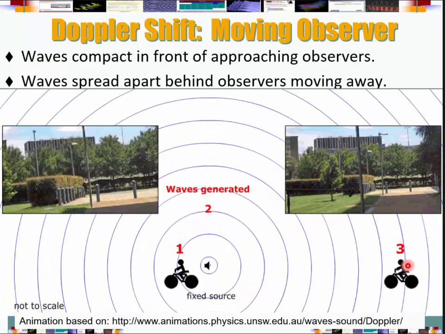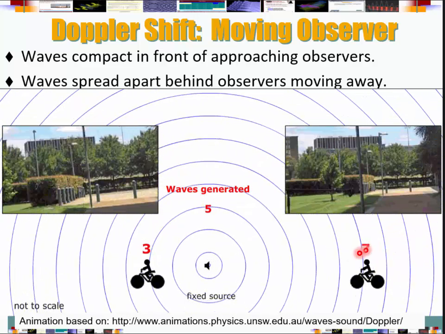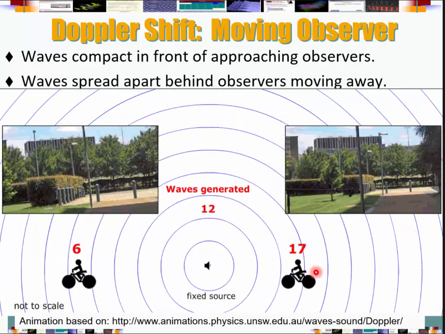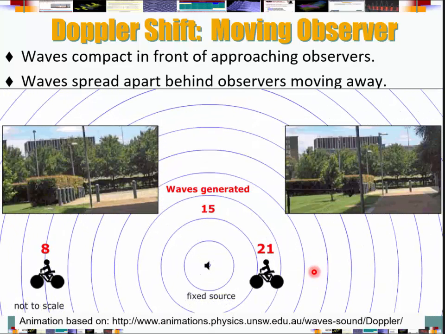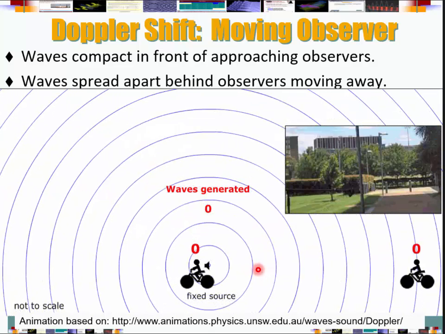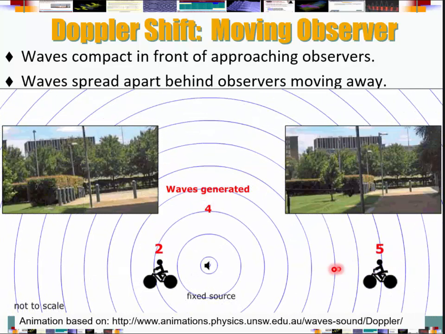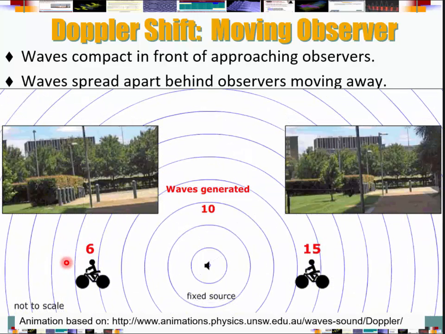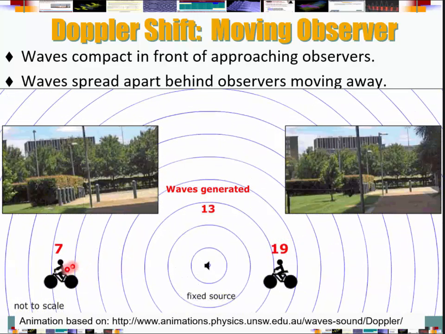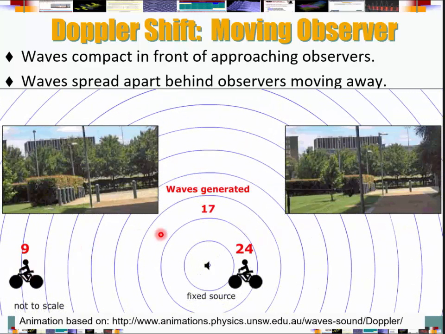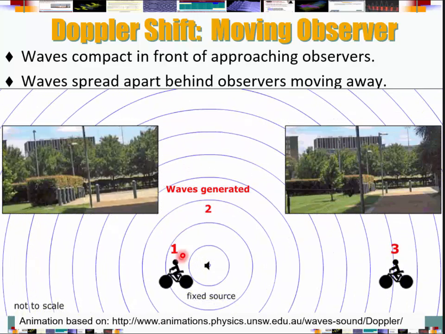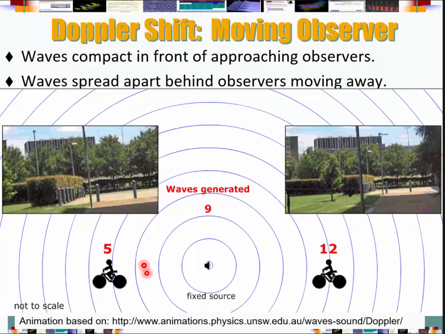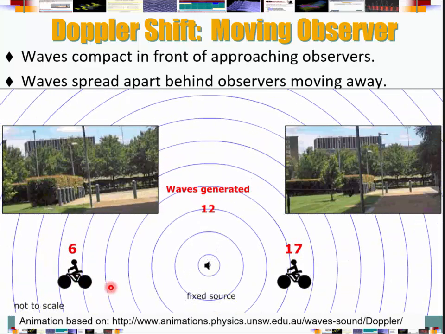Okay, as you see the replay, this one, since he's moving closer to the source, he's seeing more fronts for the same amount of time. So he's going to see the waves to be more frequent, a higher frequency. However, for this one, since he's moving away, the wave fronts are not catching him as often, so he's seeing less waves than the waves being produced. Compare these two numbers. So he's going to perceive a lower frequency of the waves.